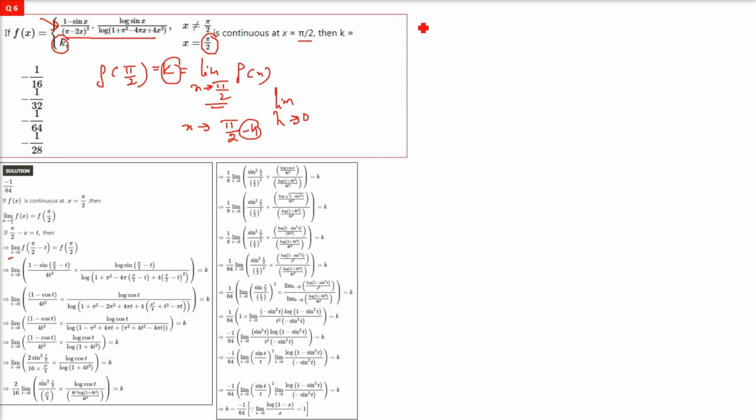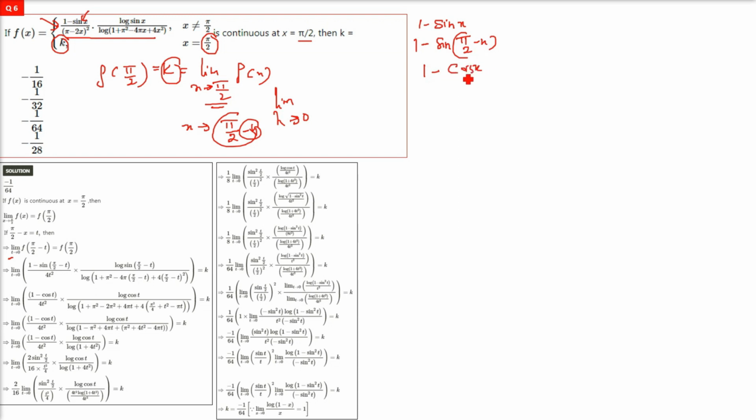1 minus sin x, we will start with the first term. 1 minus sin x is what? We have to replace x by pi by 2 minus h in each and every question. So 1 minus sin x is replaced by 1 minus sin of pi by 2 minus h, and sin 90 minus theta is cos theta. So it will be 1 minus cos h.